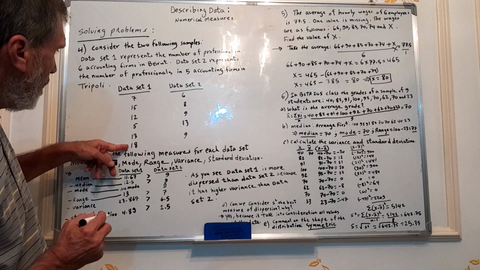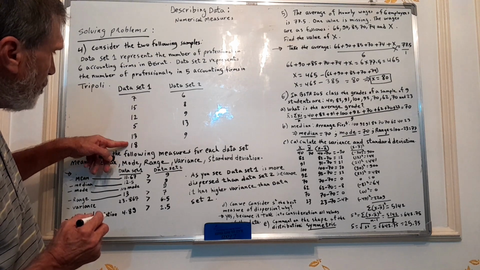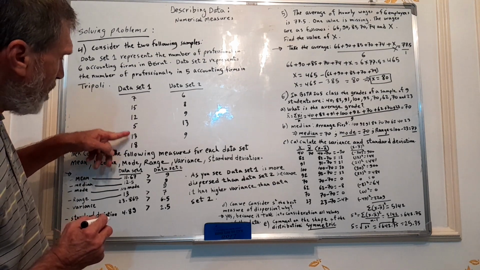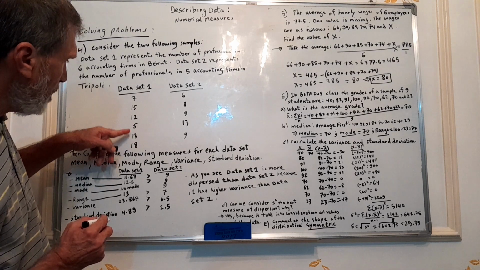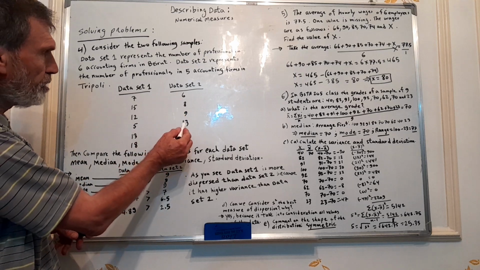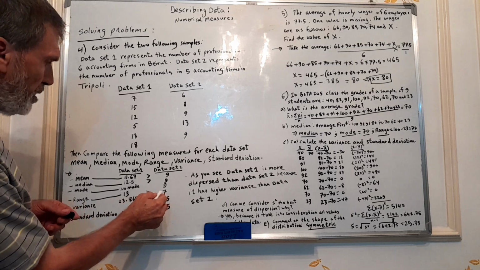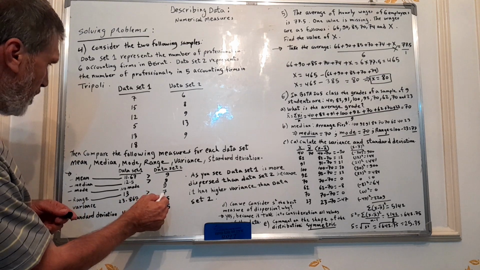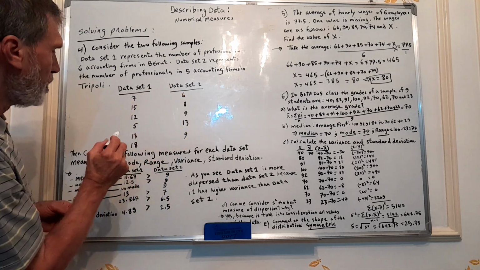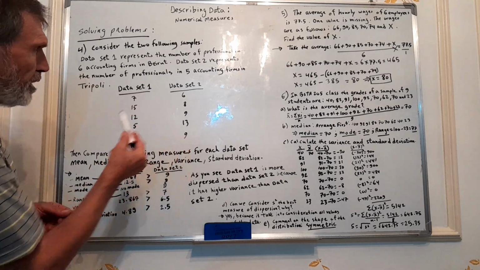18 minus 5, we get 13. 5 is the lowest value, 18 is the highest, so 18 minus 5 is 13. What about here? 13 minus 6, and we come up with 7. So 7 is the range for data set 2. As you can see, the range for data set 1 is greater than the range for data set 2.